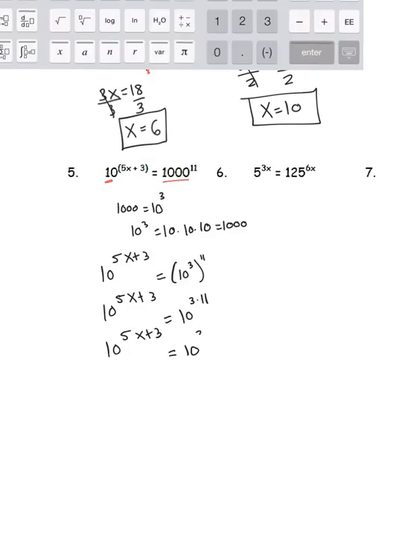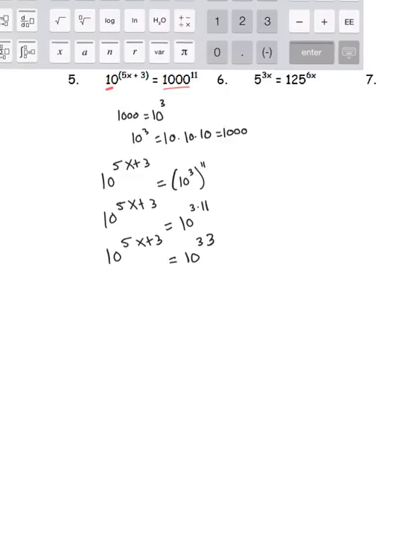3 times 11 is 33. So now I've got the same base on both sides. It's both 10, so I can get rid of those. And I'm going to rewrite this as 5x plus 3 equals 33. And then we're going to solve for x from there.